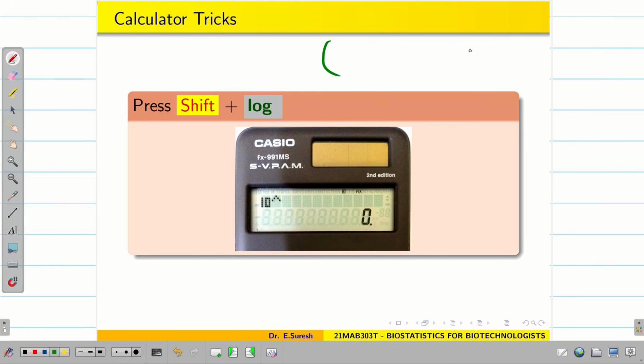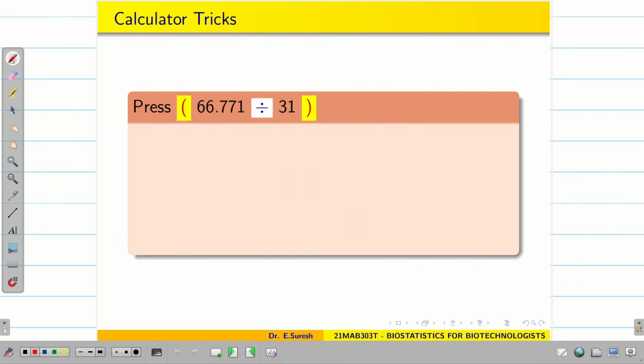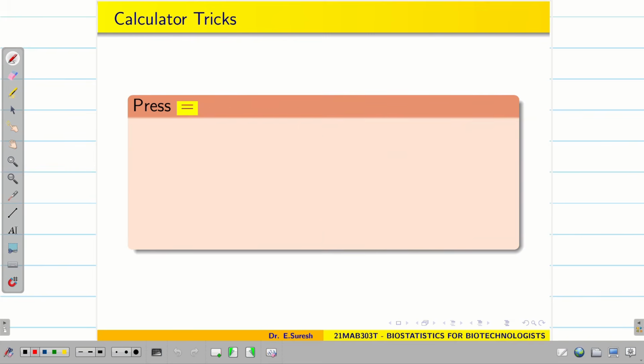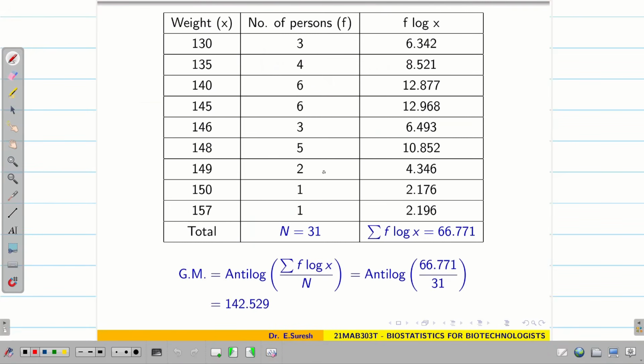Now I want to enter the value which is in the bracket, that is nothing but 66.771 divided by 31. Press the normal bracket and enter 66.771, the division button, 31, and close the bracket. Once you do this, your calculator will be displayed like this. You can see the full data. Now just press equal to, then you get the answer 142.529. This is my geometric mean for the given problem.